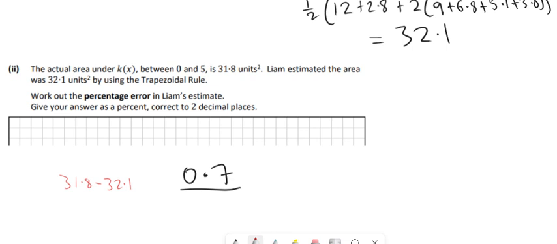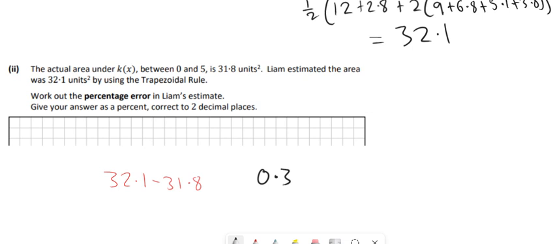Oh, actually I misjudged that. The actual isn't 0.7. Sorry, I misread the question. The error is 32.1 minus 31.8.